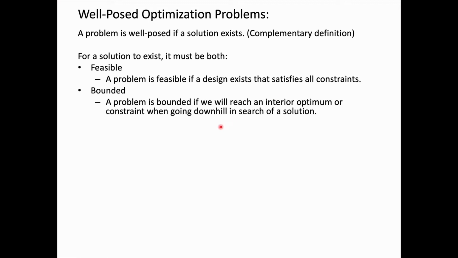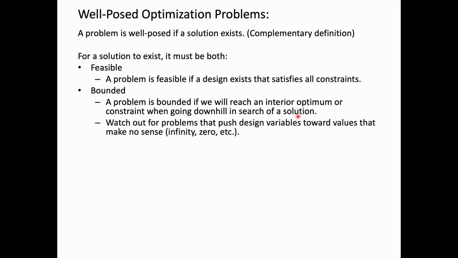A problem is bounded if we reach an interior optimum. So for example, if we're thinking of a quadratic function or something else with curvature, it looks like a bowl and there's a minimum and we're not bumping up against any kind of constraints. That's what we refer to as an interior optimum. So a problem is bounded if we can reach an interior optimum, or there's a constraint that we run into when we're going downhill in search of a solution.